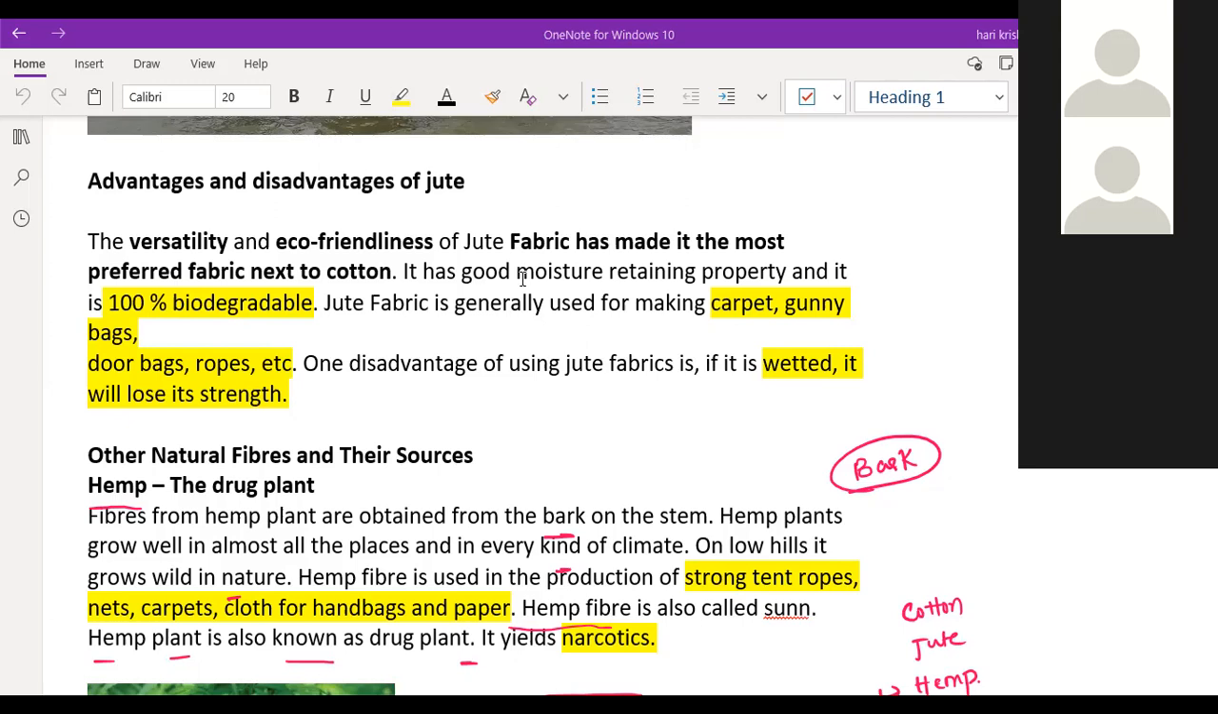But whenever the jute fiber is kept in water for a long time, it loses strength. Understanding? If you keep it in water for a long time, it loses its strength. It has a good moisture retaining property and it is 100% biodegradable. Jute fiber is generally used in making carpets, gunny bags, door bags, ropes, etc. These are advantages. The disadvantage is that it will lose strength when dipped in water for a long time.